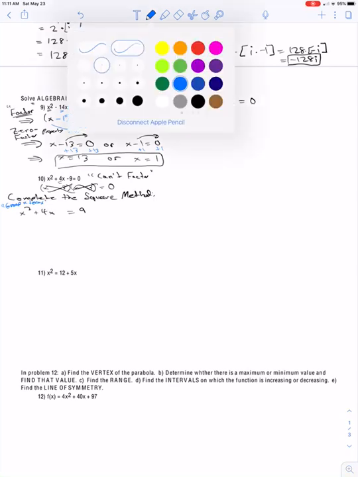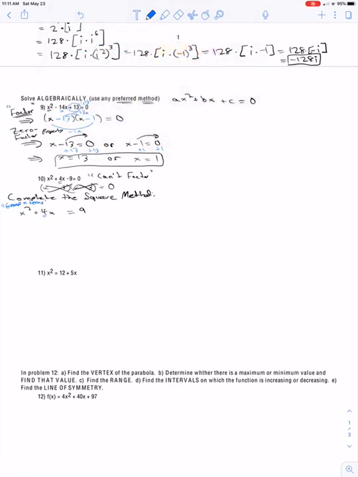Now to create the square, we take half of b, as long as your coefficient of x squared is 1. Now if it's not 1, make it 1. Divide it out. Get rid of it. So if it's 1, which it is here in this example, identify b. So b is equal to 4. So we're going to take half of that number. So as we take half of 4, we get 2.